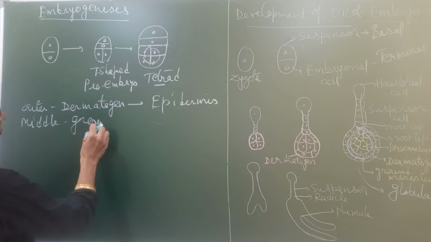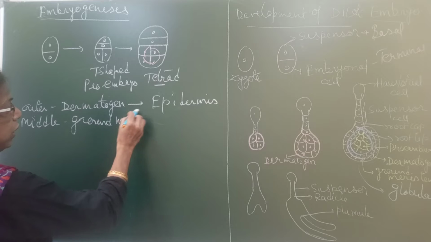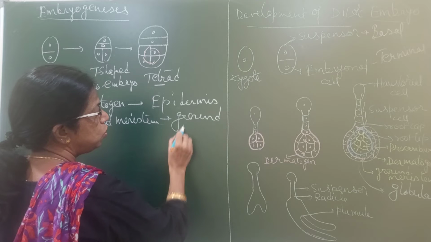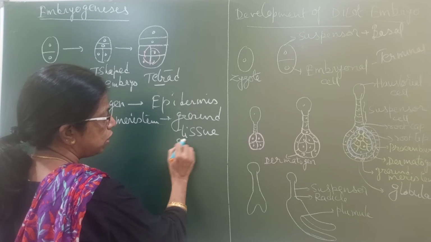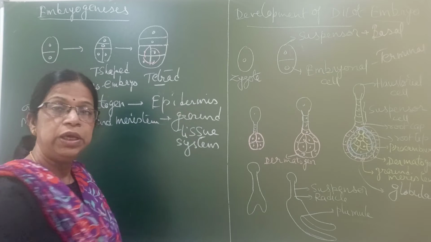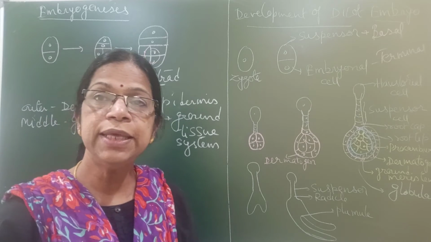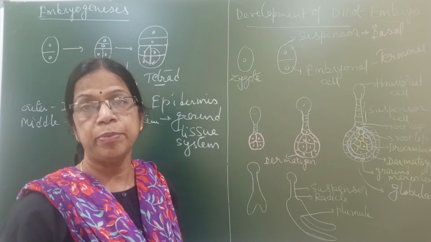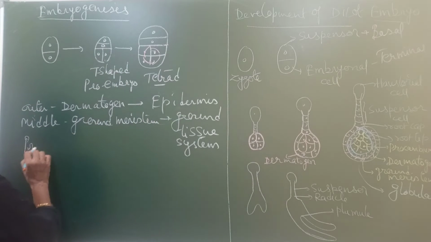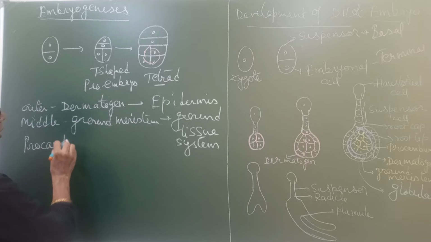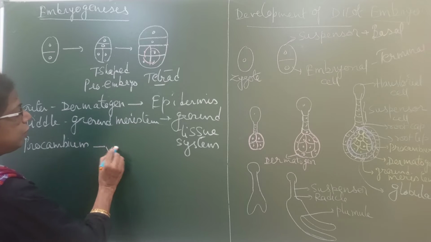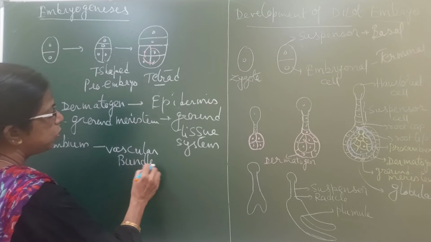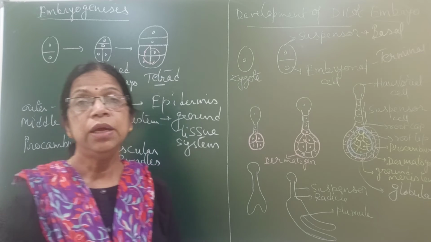Ground meristem. When these ground meristem cells differentiate, they give rise to the ground tissue system of the root. Then next, the innermost layer is called procambium. The cells of procambium, when they divide and differentiate, give rise to the vascular bundles.